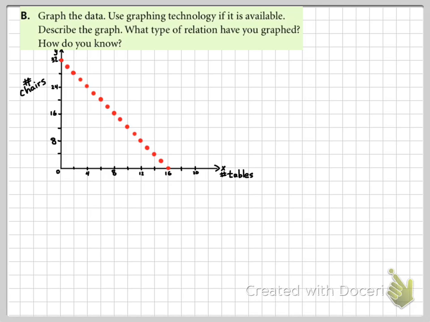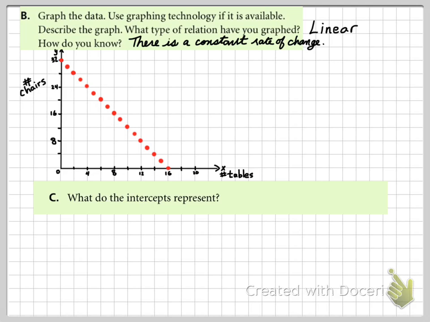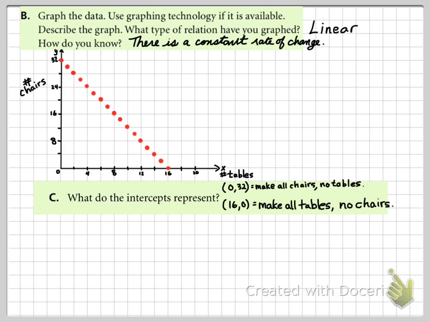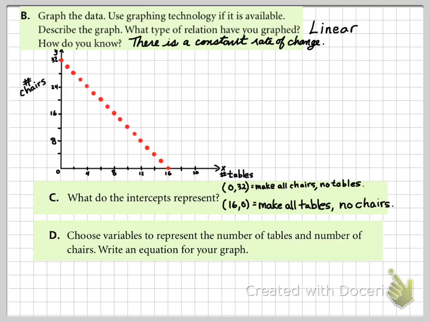Next it says, what type of relation have you graphed? Well, this is a linear relation. And how do I know that? Well, there's going to be a constant rate of change between each point. What do the intercepts represent? Well, the y-intercept is where I'm making 32 chairs and no tables. And on the x-intercept, I've got 16 tables and no chairs. In between those 2 points is a combination of chairs and tables.